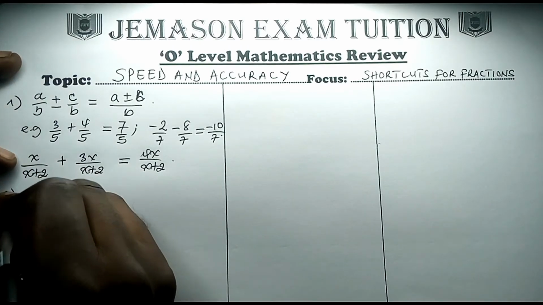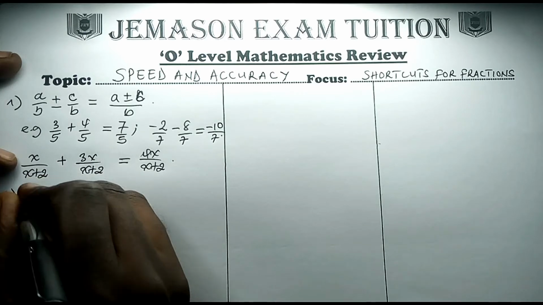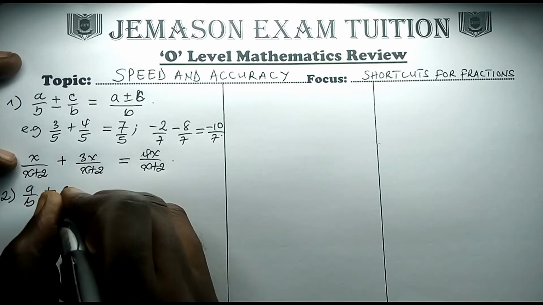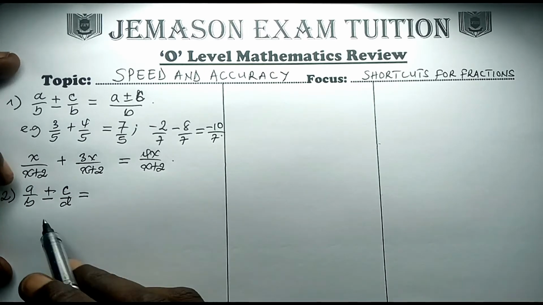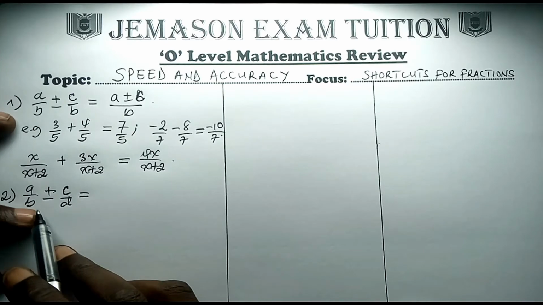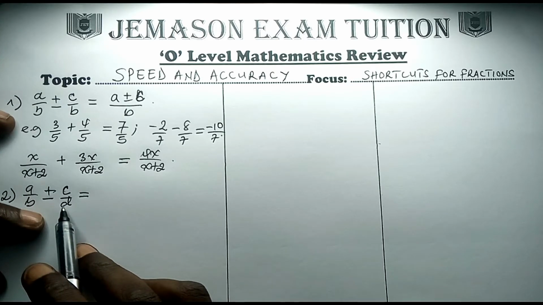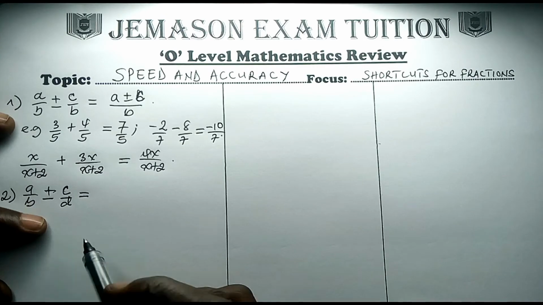In the second case, which is the most common, we have a all over b plus or minus c all over d. The tendency here is that students try to look for the LCM, and sometimes the LCM is not easy to come by. When you arrive here, you do not need to look for the LCM.